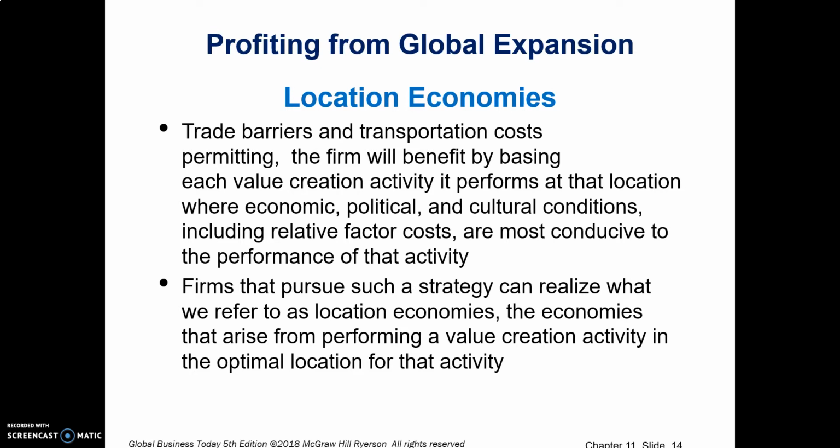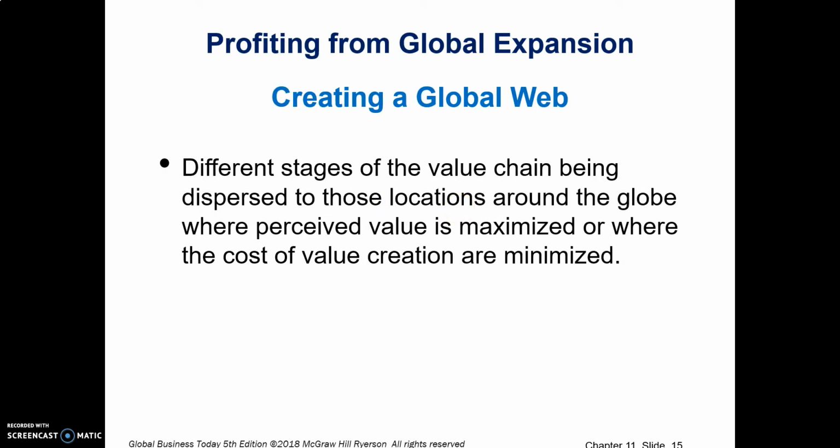There are significant cost reductions when firms have a location economy, where, as it says, producing a product where there is a benefit based on economic, political, legal, cultural conditions. So, as I said, that was the task for your first assignment. Doing so allows you to create that global web. Transportation costs and trade barriers aside, different stages of the value chain are dispersed to those locations where you have that location economy around the globe, where that perceived value is maximized or where the cost of value creation is minimized. So you go where the perceived value is the best, and or where the cost of creating that product or service is minimized. Assuming, of course, that transportation costs and trade barriers are less than those benefits.